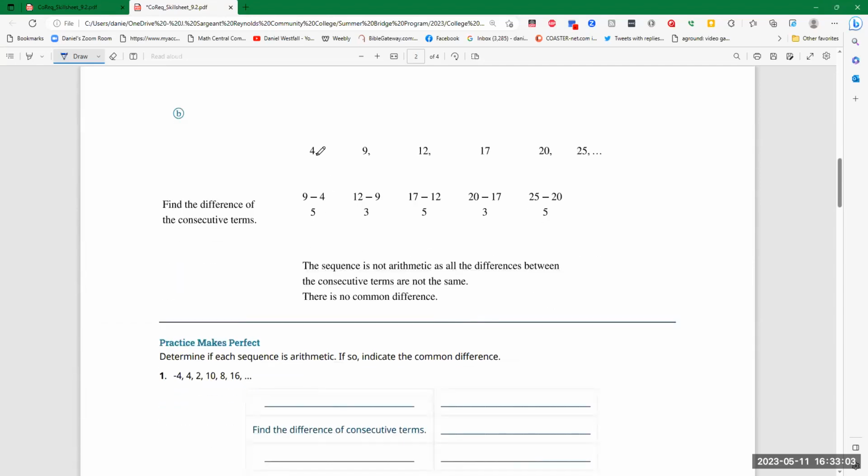The next sequence we're going to look at is 4, 9, 12, 17, 20, 25. So 9 minus 4 is 5. 12 minus 9 is 3. We can stop right there because 5 is different than 3. It's not arithmetic. There's not a common difference between consecutive terms that's the same for everything. Now there is a pattern here where we're adding 5 and then adding 3 and then adding 5 and then adding 3 and so on, but it's not a common difference. So we can't call this one arithmetic.